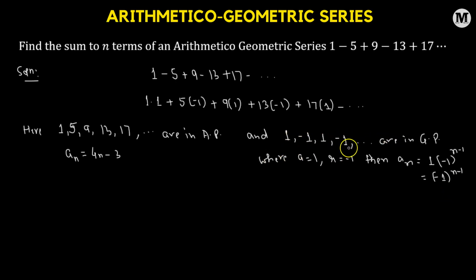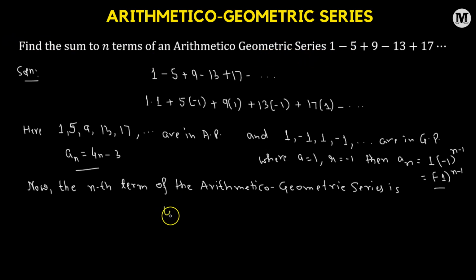Now that we have the nth term of the arithmetic progression and the nth term of the geometric progression, we can combine them to find the nth term of the arithmetico-geometric series. It's simply going to be the nth term of the arithmetic progression multiplied by the nth term of the geometric progression, -1 raised to the power of n minus 1. Right. So this is going to be the nth term of the arithmetico-geometric series.